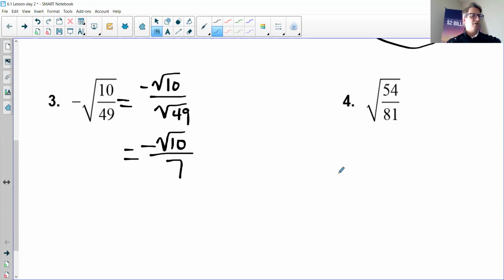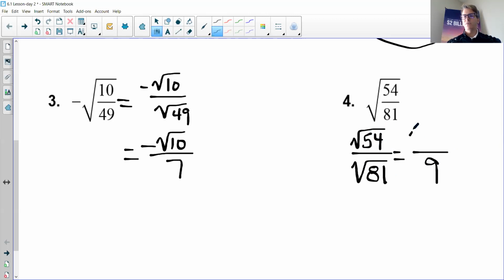Number 4, the square root of 54 over the square root of 81. The square root of 81 is 9, perfect square. Okay, I'm going to go to the right here, then come back down. So that's 9. And the square root of 54, if you think of 54, you think of 9 times 6. The square root of 9 times the square root of 6. And the square root of 9 is 3.